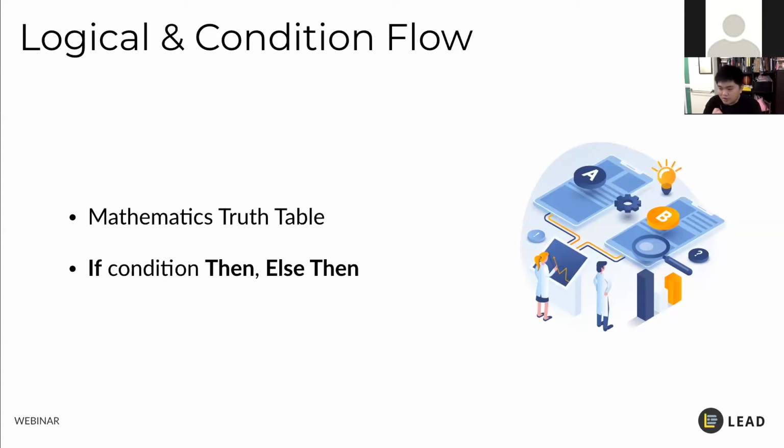The first table is the AND table. The second table is the OR table. And the last table is the NOT table. So there are only 10 rules in mathematics truth tables. You just need to hard memorize them. I would say it's quite simple. Later I'll show you.